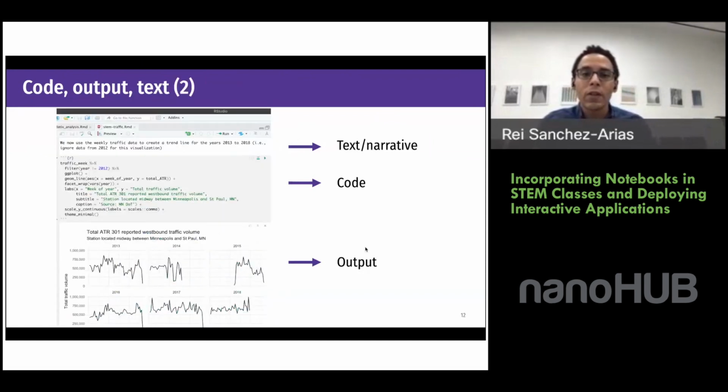For the case of an R notebook, here's a screenshot of how that would look. So again, I'm showing a screenshot of an R Markdown file. This is why the extension of this file is RMD. And this example is also one of the examples from the first webinar, so it has the same characteristics. It has some text and narrative, some code.